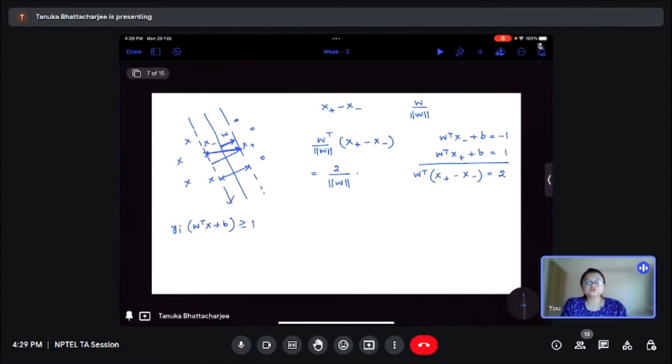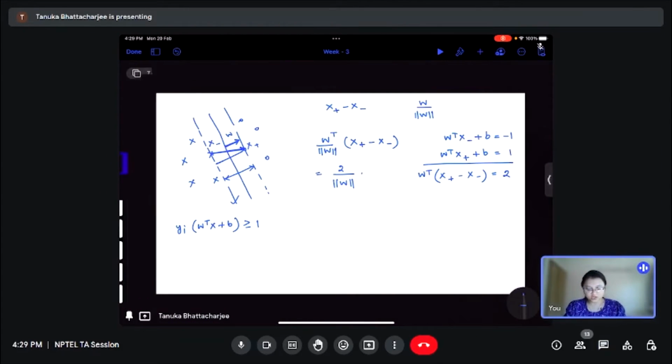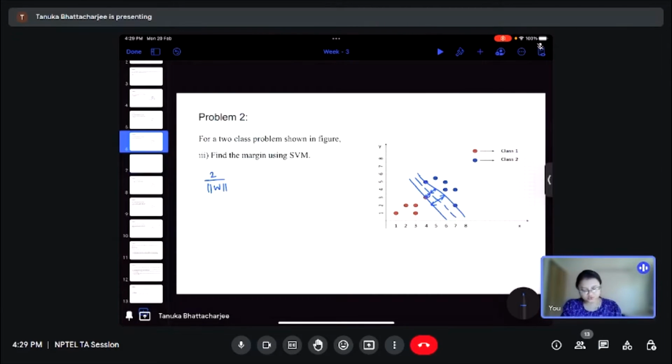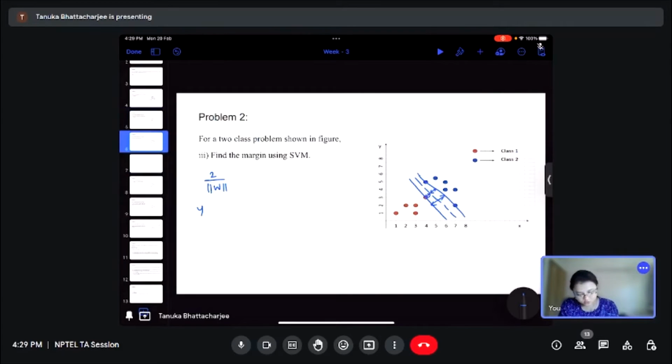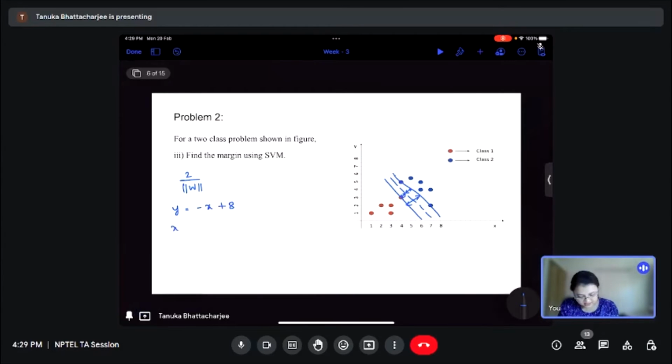Okay. So we can simply use this formula to compute the margin in this case. Here our decision surface is y equals minus x plus 8, or we can write it as x plus y minus 8 equals 0. So what is our W in this case? W is 1 1. This is basically the coefficients of x and y, because you can write it in the form W transpose x plus c equals 0. So W is your 1 1 vector.